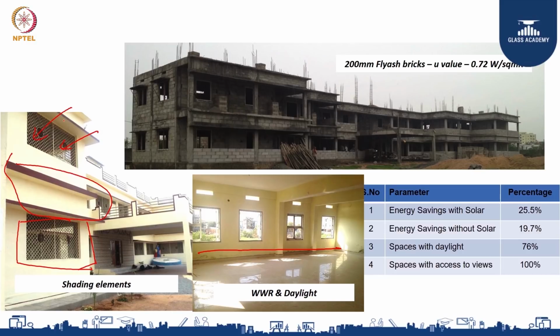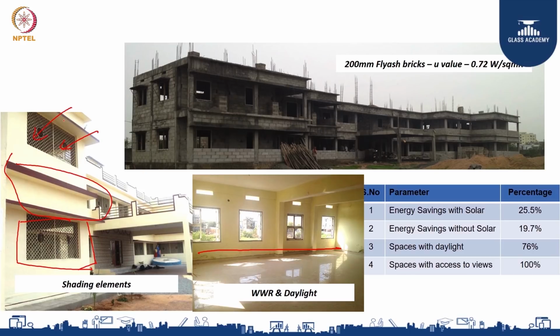So, what did we achieve at the end of the day? This being an orphanage, they did have some sponsorship for solar energy. The energy savings with solar was 25.5%, and the energy savings without solar was 19.7%. Spaces that were daylit were 76%, and spaces with access to views were 100%.